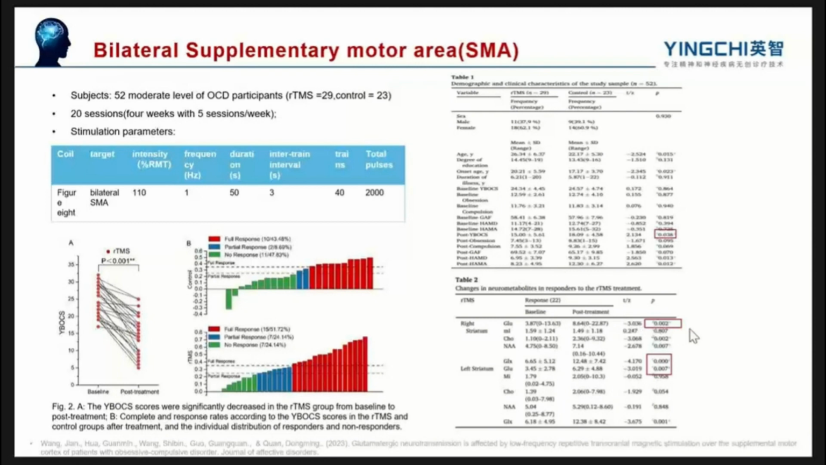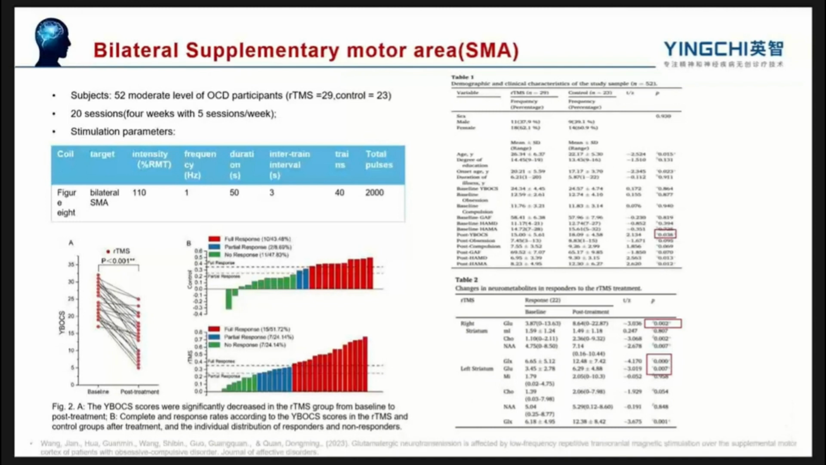Because this study also used magnetic resonance spectroscopy, this technique to evaluate the glutamate, the neurotransmitters in our brain area. And you can see this table is the neural metabolites change in responders to the rTMS treatment. And the significant change occurred in the right striatum and the left striatum.